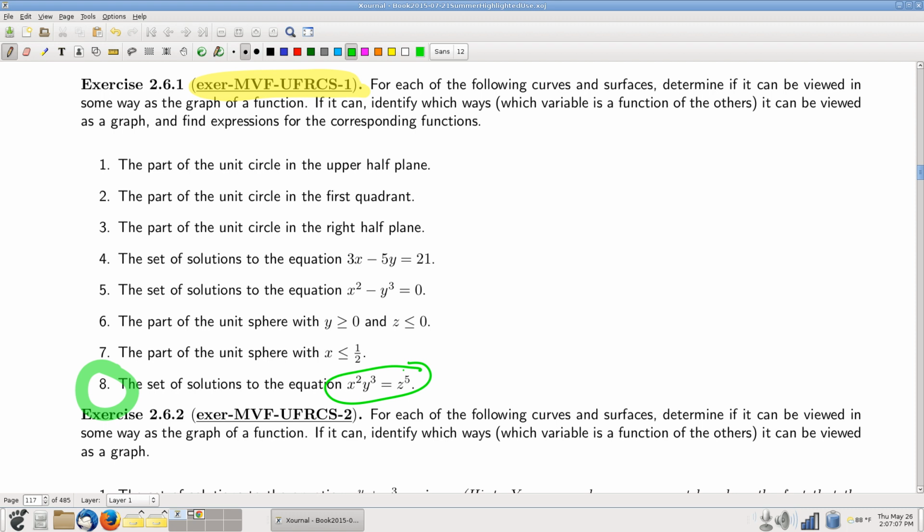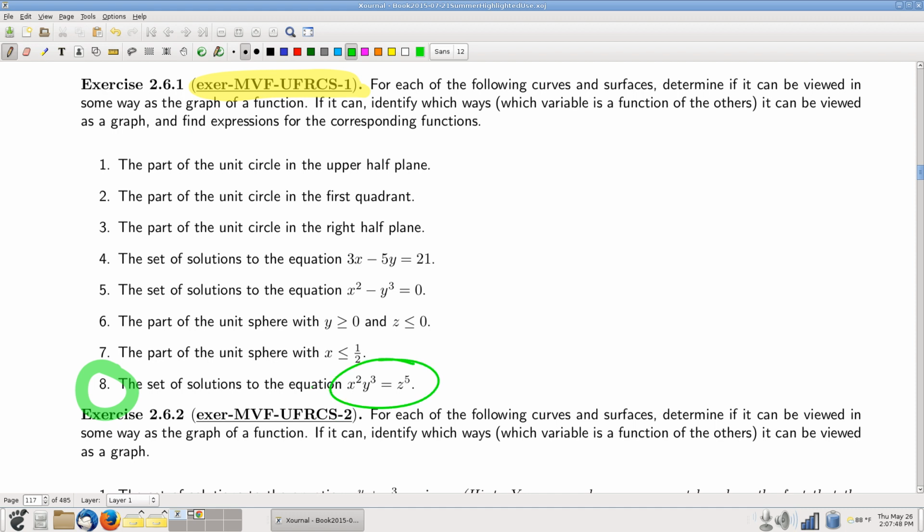Let's ask the question, can I solve for x in that algebra? And sadly, no, I can't. Because you can try, and you could say, well, let's take z to the fifth over y cubed and take the square root. But the problem is there's two square roots, and I don't know which one. It could be either. The point is, I get two answers. So you simply cannot solve for x in that equation. So this cannot be viewed as a graph in the sense that x is a function of y and z. All right. So now we've got to go on to the next question.